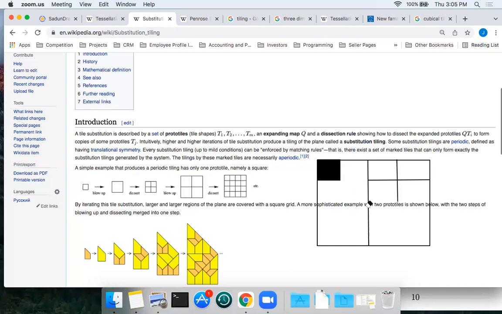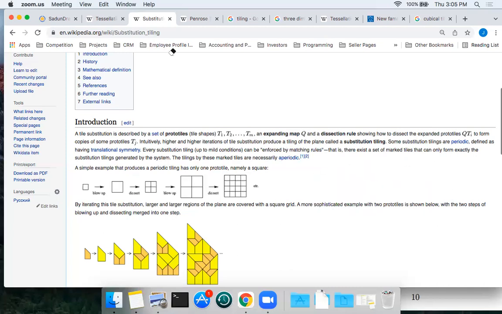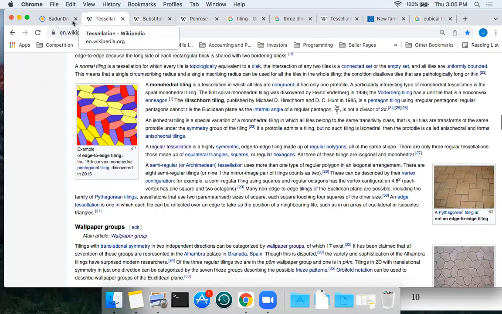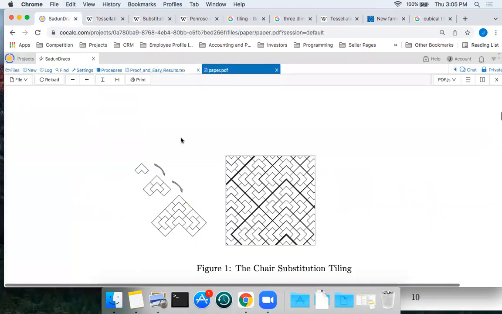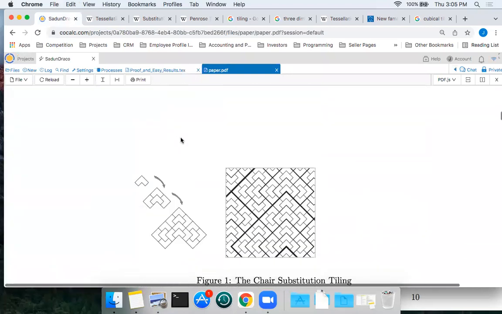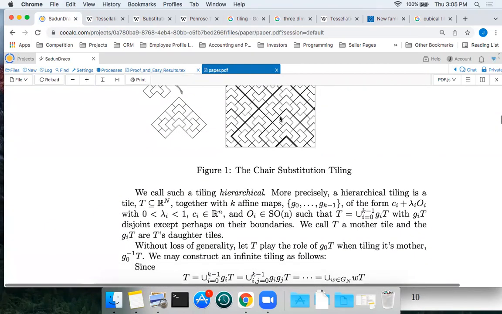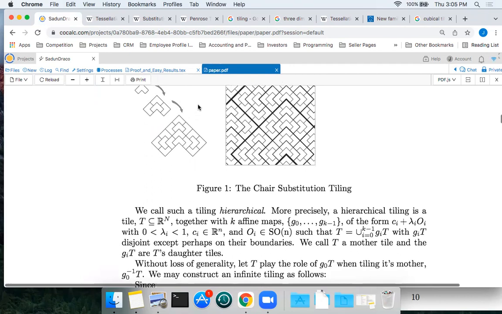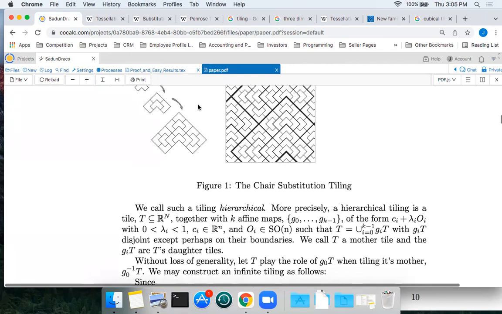So is my terminology clear? Are there any questions so far? Okay. So that's what a hierarchical tiling is. More explicitly, a hierarchical tiling is you start with some fixed shape, and then you apply affine maps of the form c_i plus lambda O_i, where O_i is a rotation and lambda is your rescaling factor, and then you have a translation.